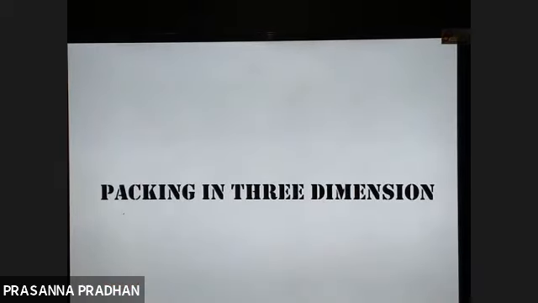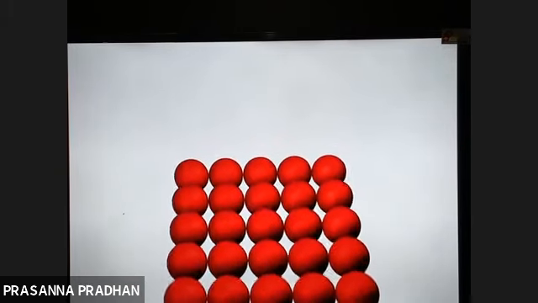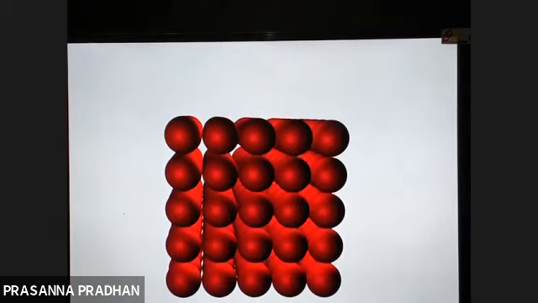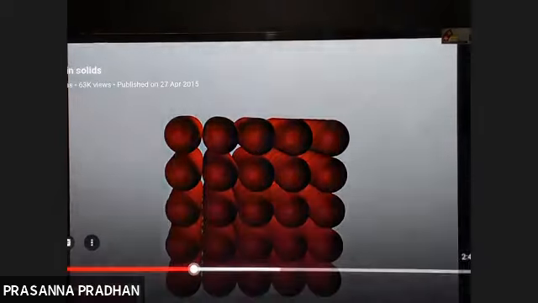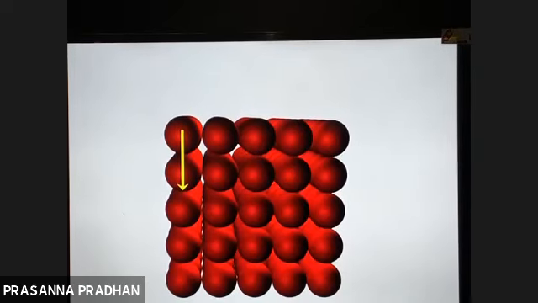Packing in 3 dimensions. Now look, making square close packed 2-dimensional layers. This is done by placing a 2-dimensional layer just above the first layer and so on. All the layers, does every layer look identical to the other layer? Yes, sir. So it will be of A type. Now if I join the 4 closest spheres, what unit cell will come? If I join the 4 atoms which are in contact with each other, if you join their centers, what will it look like?